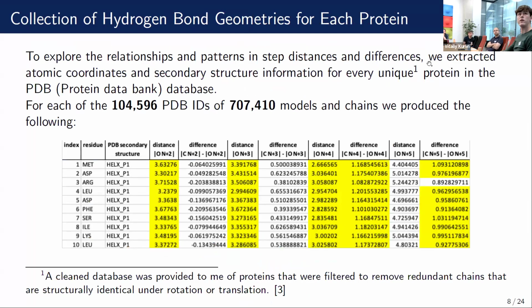And for each of the 700,000 chains and models in the PDB database, we produce a file something like this, which produces distances for each of the step sizes. Now this one shows steps 2, 3, 4, 5, but the newer ones have steps -20 to +20 to really be quite thorough. And again, we used a clean database that we've talked about a few times, developed by the group.